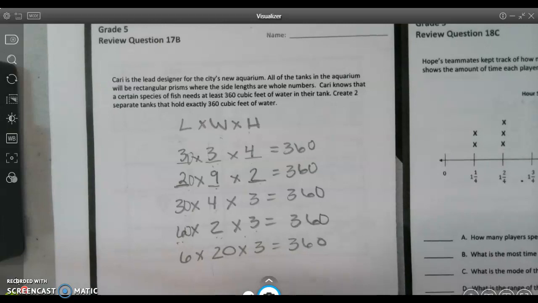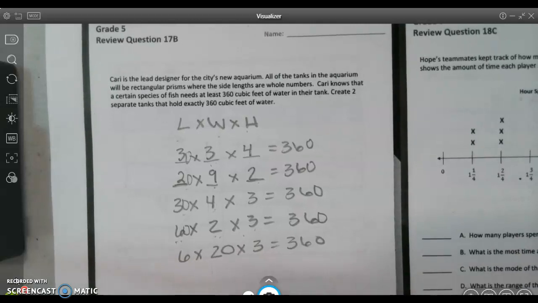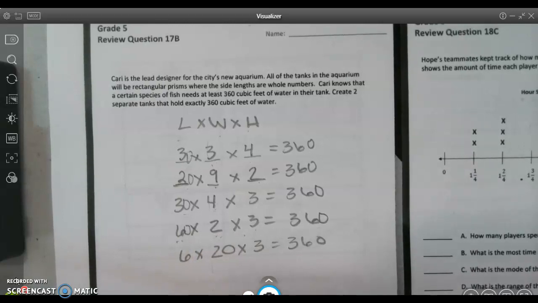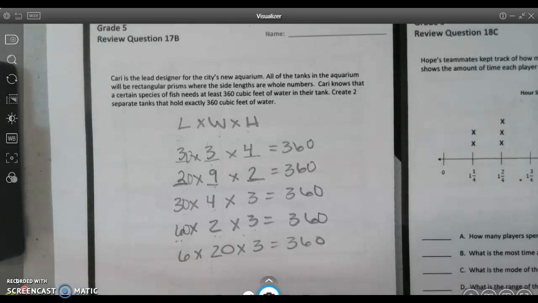So I'm going to do 30 by 3 by 4 would equal 360 cubic feet of water, or I'm going to choose, I think I'm going to do this one. 60 by 2 by 3 would equal 360 cubic feet.